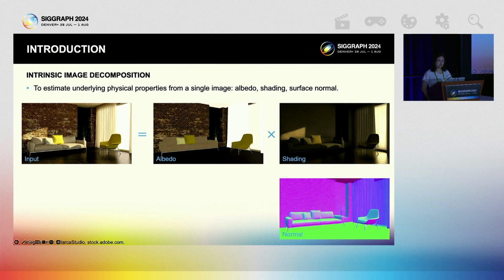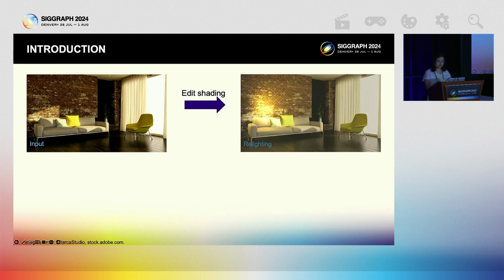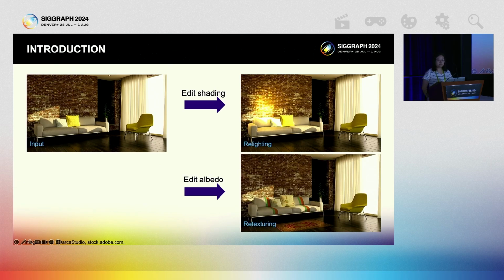Now, having these physical properties, we can do several photorealistic image editing applications. For example, we can manipulate shading layers for relighting. We can also manipulate albedo layers for retexturing. Intrinsic-based image editing is explainable. It allows users to change certain physical aspects while keeping others untouched.